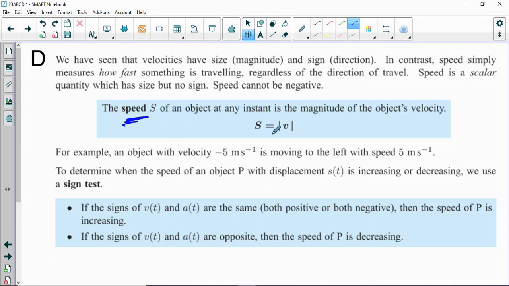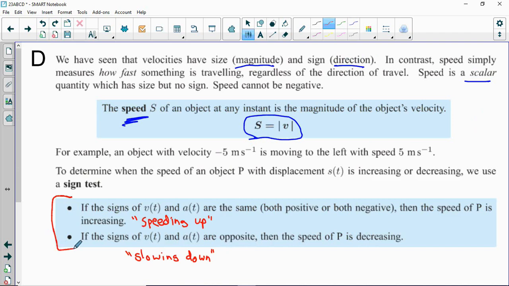And for the most part, all we need to know about speed is that it's the absolute value of velocity. There might be some contexts where it's helpful to consider velocity as a vector because it has both magnitude and direction, whereas speed is a scalar. But for the most part, just knowing speed is the absolute value of velocity is all that we're going to need to know. We will often be asked to describe whether the speed of an object is increasing or decreasing.